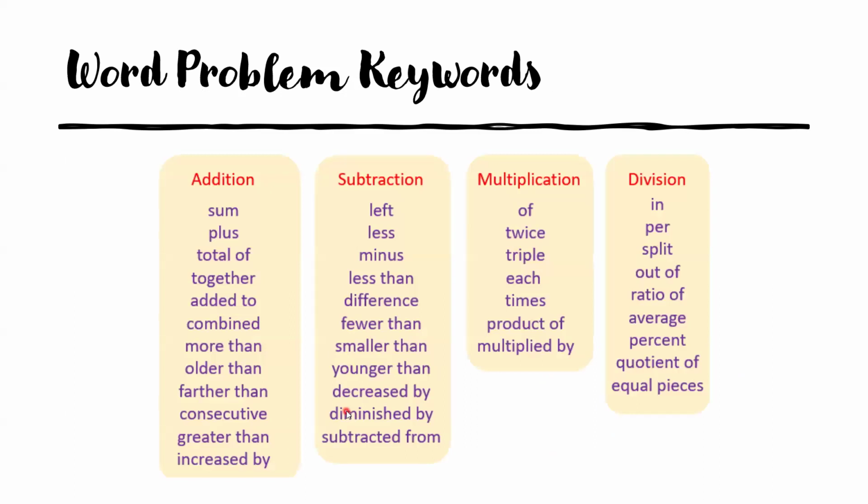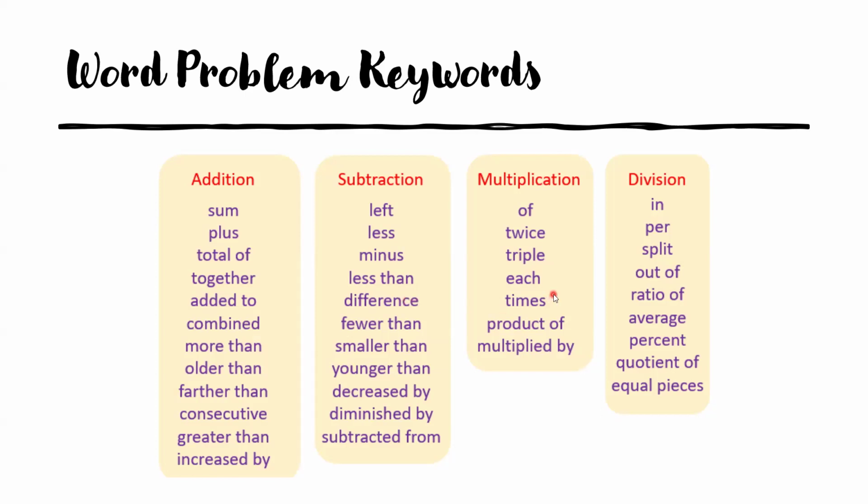So here is a list of some of the key words that you can find when you're reading word problems. This obviously doesn't include everything, but if you're reading and you notice words like total, together, combined, more than, it's going to lead you to say, okay, I need to add these things together. Whereas if you see words like difference or smaller or decreased, you're going to be subtracting.